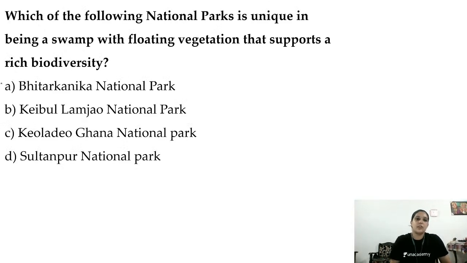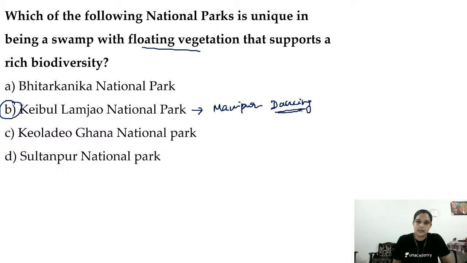Which one of the following national parks is unique, being a swamp with floating vegetation? Keibul Lamjao National Park, because that year it became very famous. Manipur, Keibul Lamjao National Park, dancing deer. Next year itself we got a question related to dancing deer. Yes, dancing deer is endemic to Manipur. That is why it is the state animal of Manipur. Next year we got a question about that.